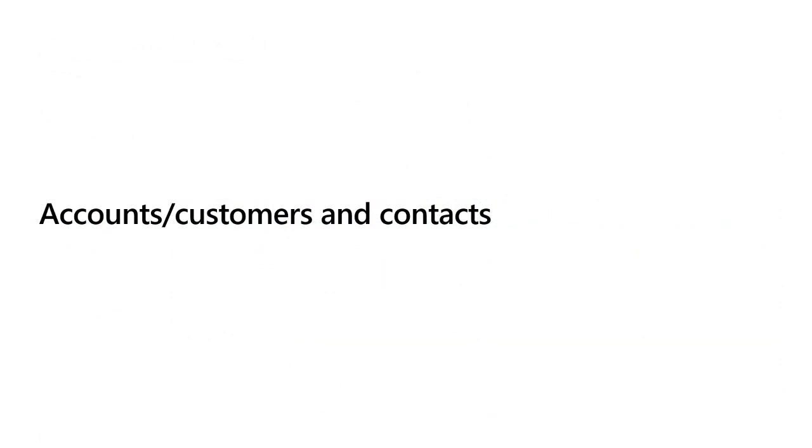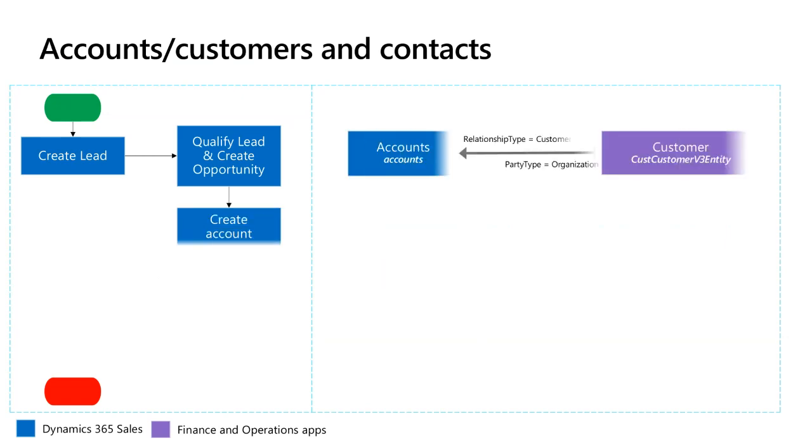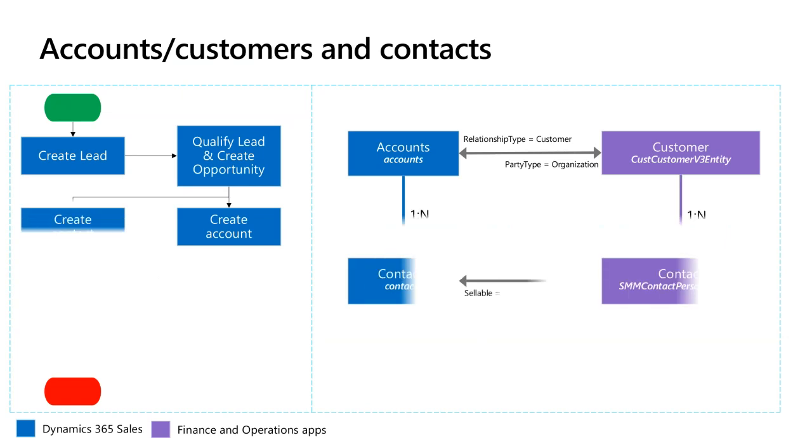So, getting into accounts, customers, and contacts. If we look at this from a business process perspective, we start off with the lead creation and the creating of the opportunity. This is happening in sales. At that point, there isn't any connectivity with finance and operations. It's not until we start creating accounts that the data starts flowing between the systems.